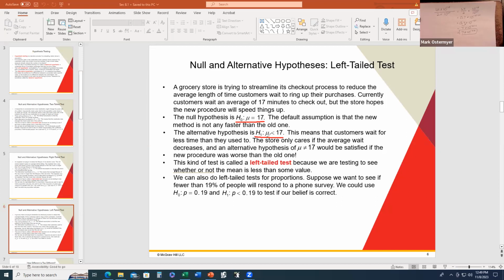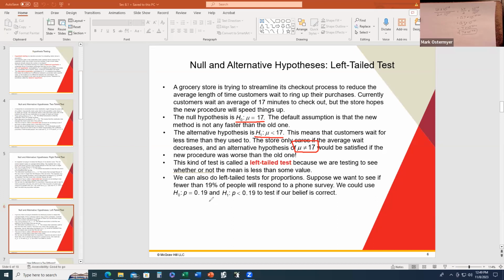If, on the other hand, the store owners just wanted to check and see if the mean wait time is different than 17 minutes, then they would revert back to a two-tailed test, and their alternative hypothesis statement would be stating this about the mean wait time.